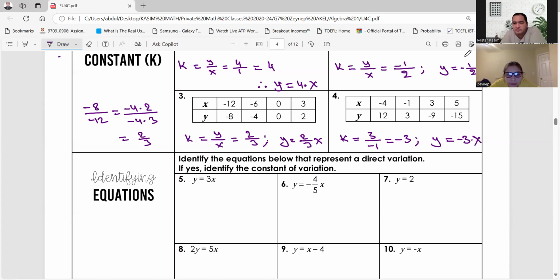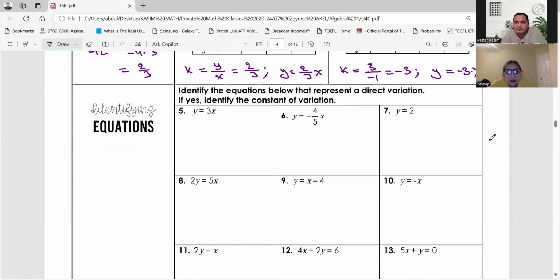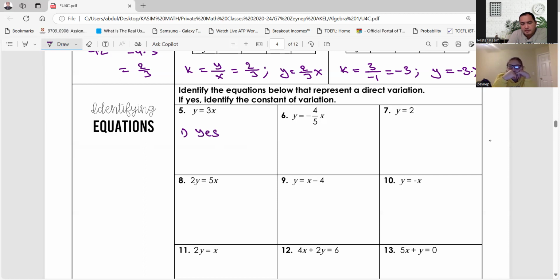Now read the next question. Let's do some different questions. Identify the equations below that represent a direct variation. If yes, identify the constant of variation. Okay. Number 1. Does it represent a direct variation? Yes. Because it's in the form of this equation, right? y is equal to kx. It actually represents a direct variation.